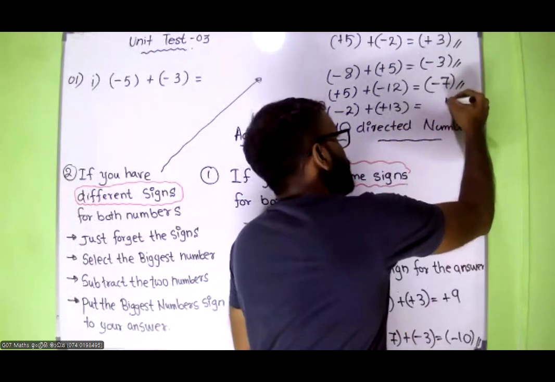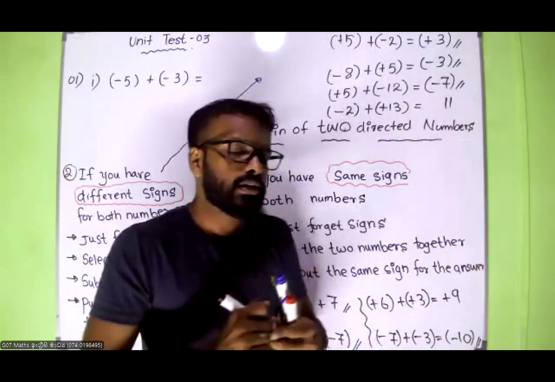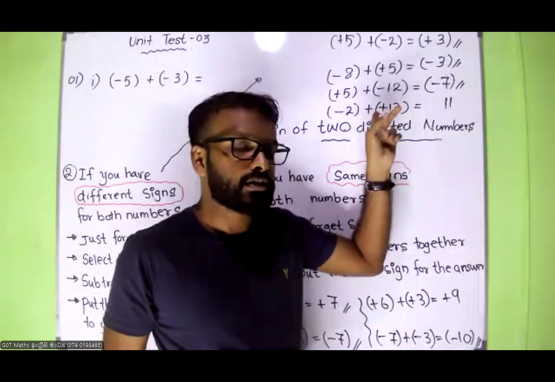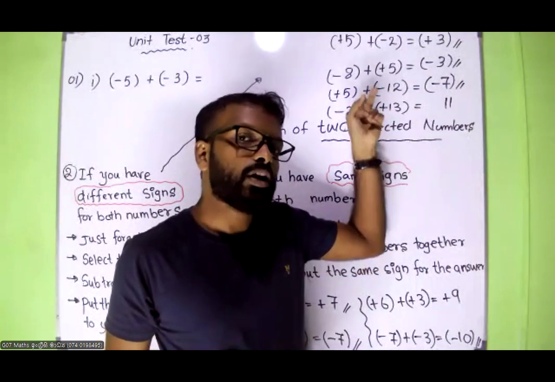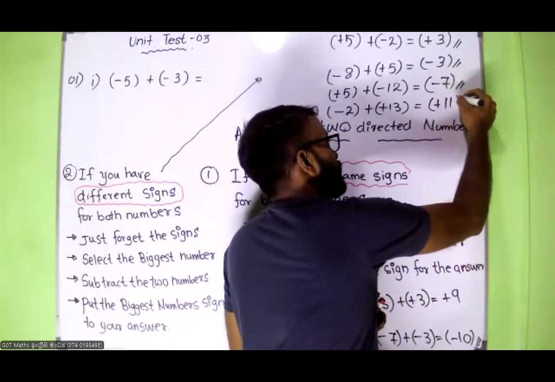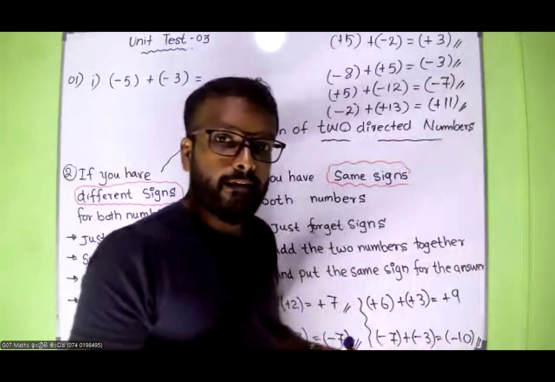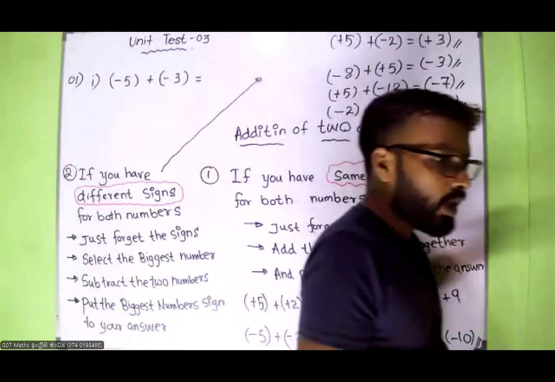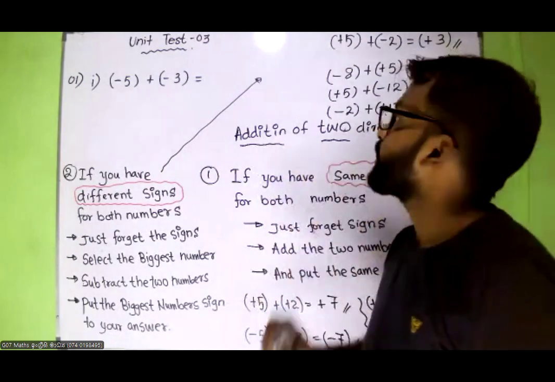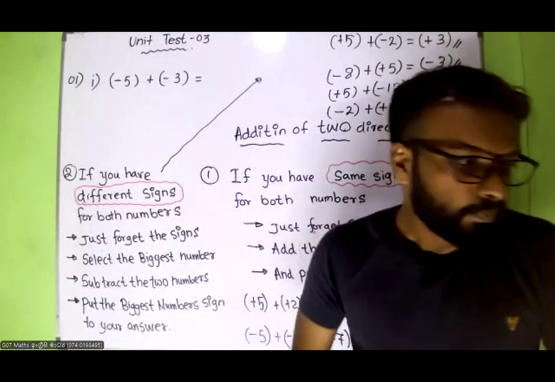How do I decide the sign of the 11? What is the biggest number? 13 is the biggest number. What is the sign of the 13? Positive. So my answer is positive 11. Very easy. So you have to follow these steps. Okay, guys. So that part is okay.